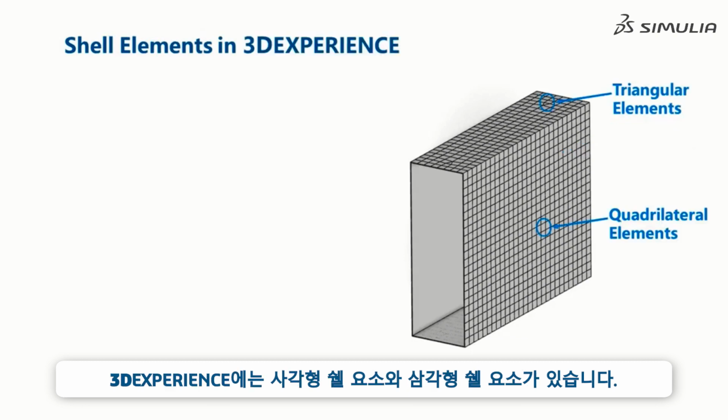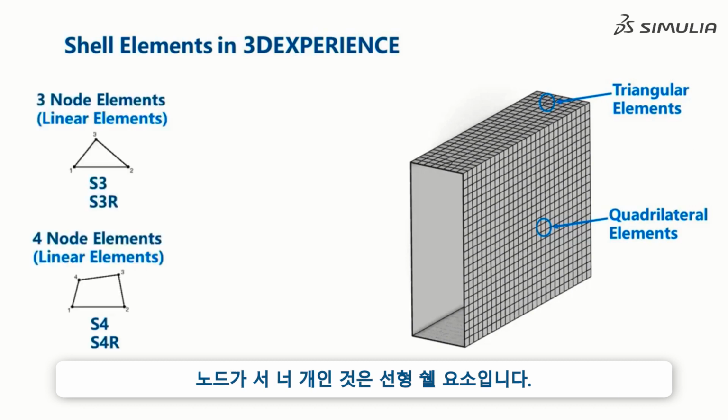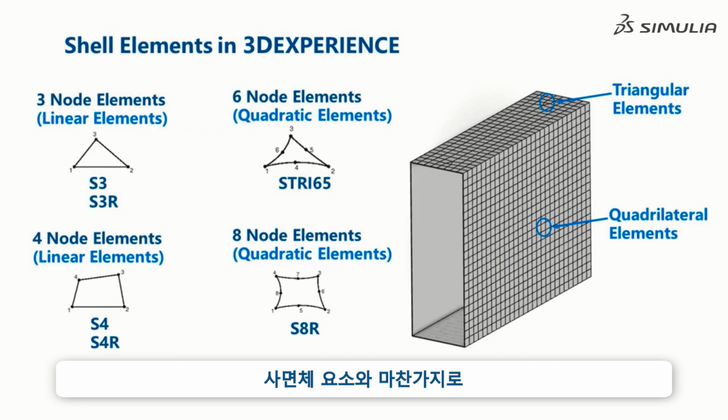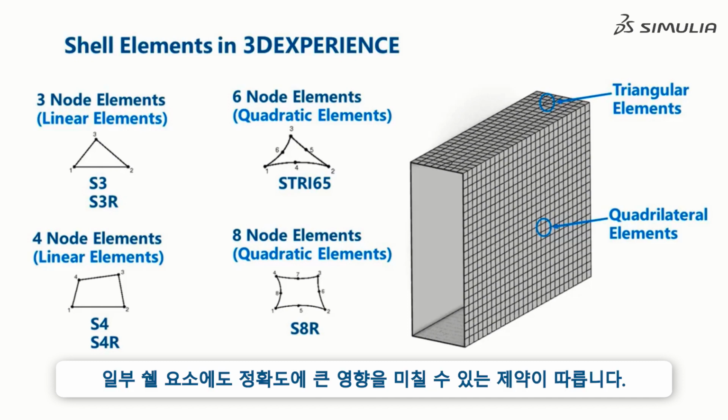3DEXPERIENCE has both quadrilateral and triangular shell elements. Elements with 3 or 4 nodes are linear shell elements. Elements with 6 or 8 nodes are quadratic shell elements. Like the tetrahedral elements, some shell elements have limitations which can significantly impact accuracy.